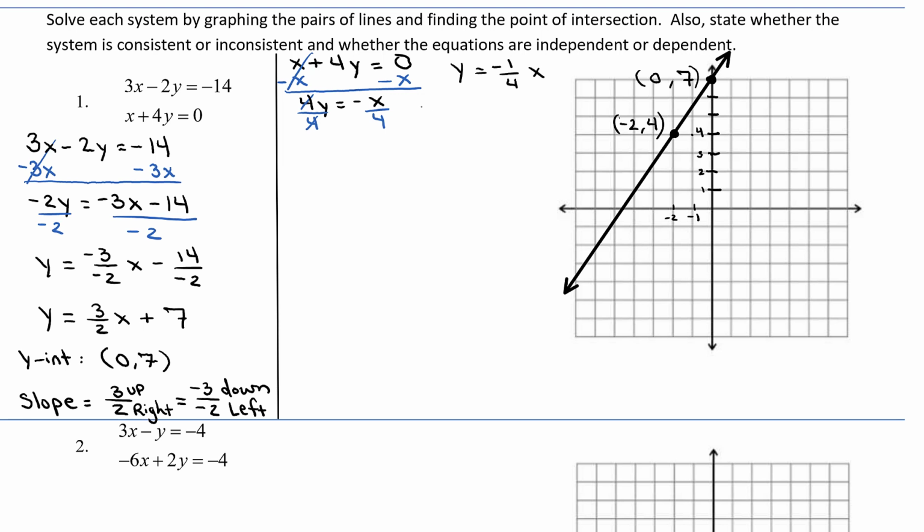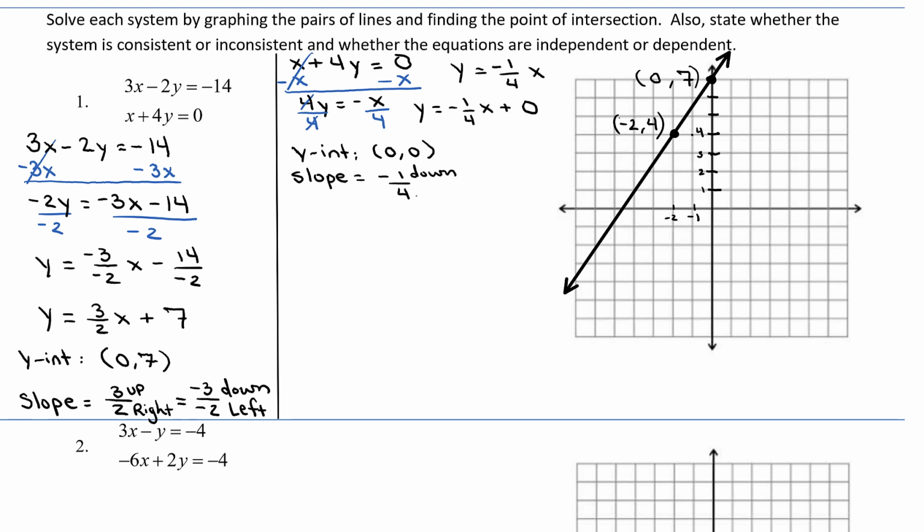So this is now in slope-intercept form. I'm actually going to rewrite it so you can see the y-coordinate of the y-intercept, which is going to be plus 0. You don't have to do this, but I'm just doing it so everyone can be very clear what the y-intercept is. The y-intercept is going to be at (0, 0), and the slope of this line is negative 1/4.